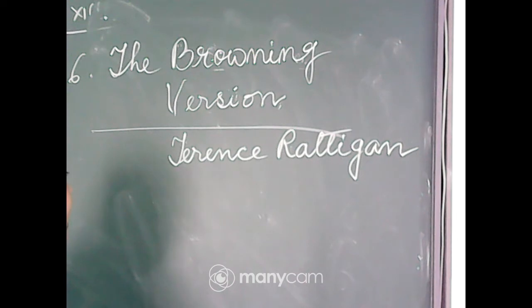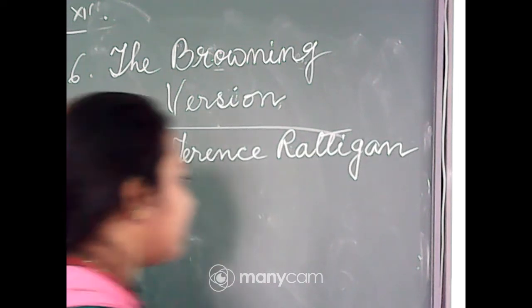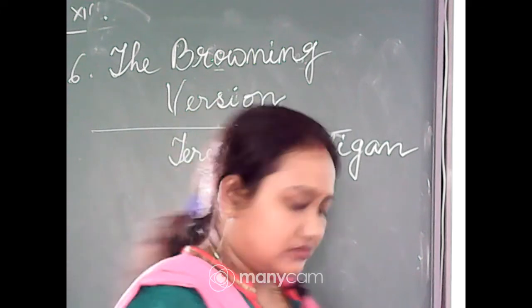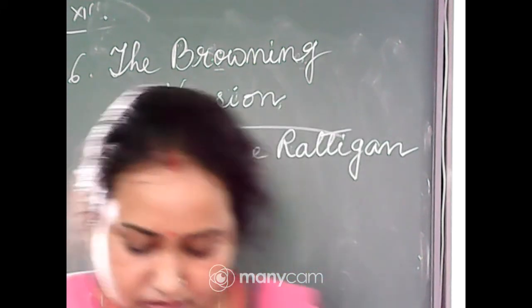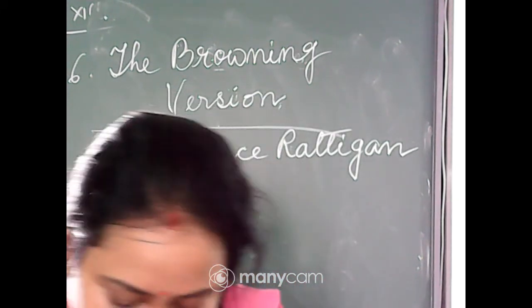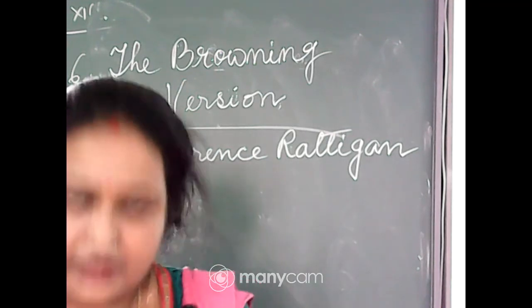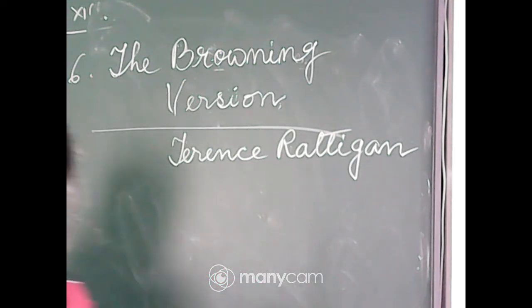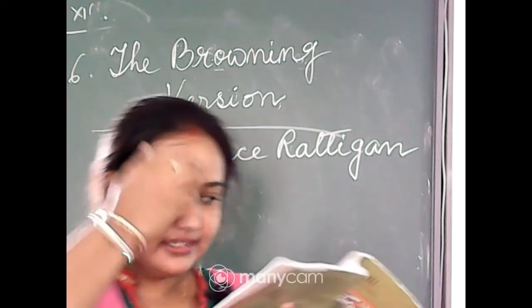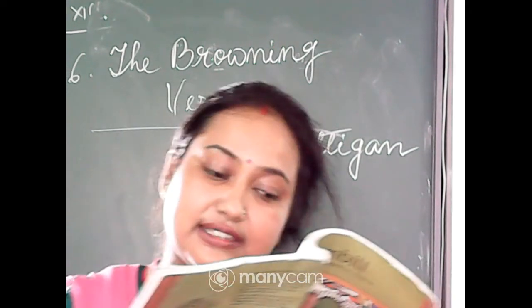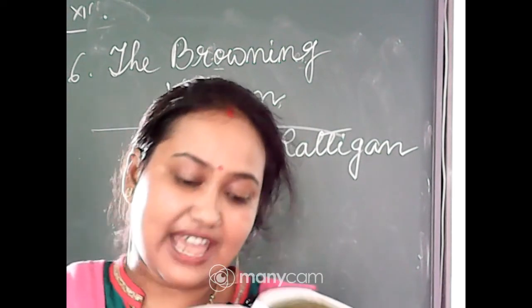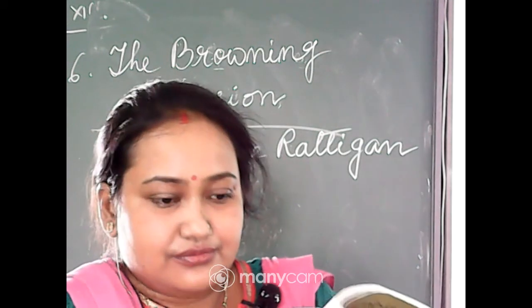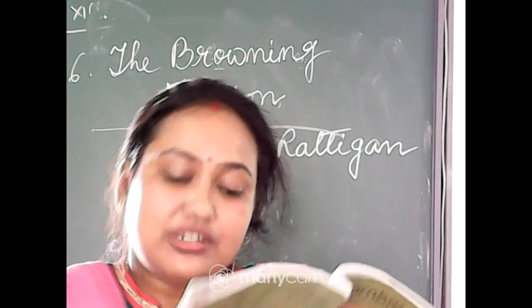Open your 6th chapter from your English textbook. Your chapter name is The Browning Version, written by Terence Rattigan. Open your book and just follow the one act play this is. This Browning version is a short extract taken from the book, The Browning Version.